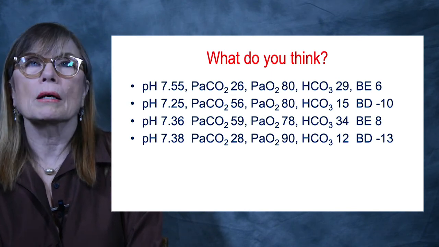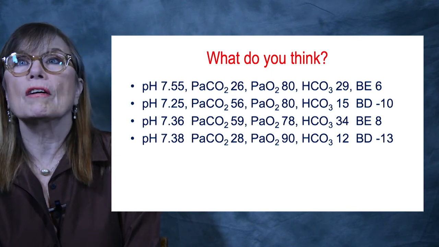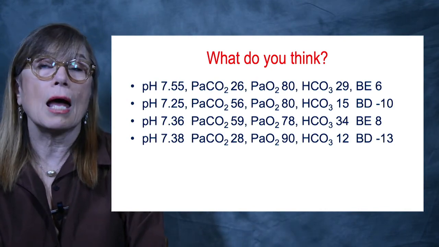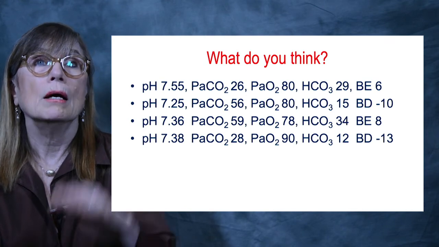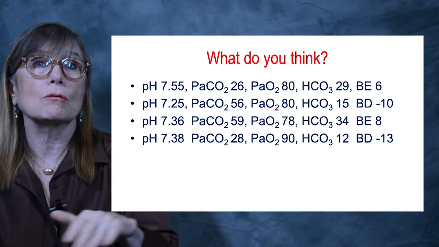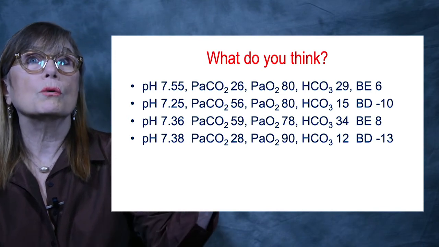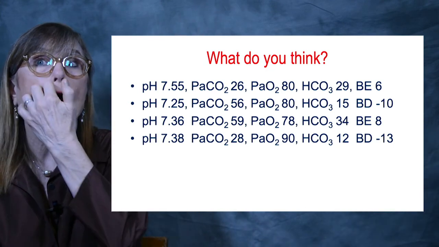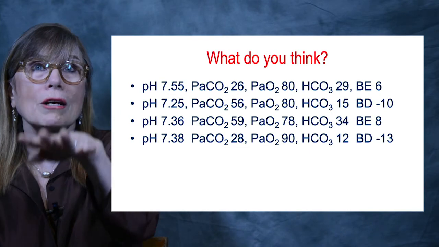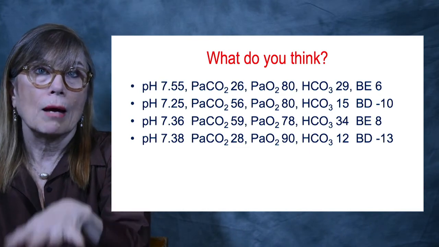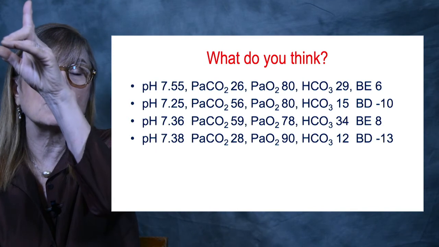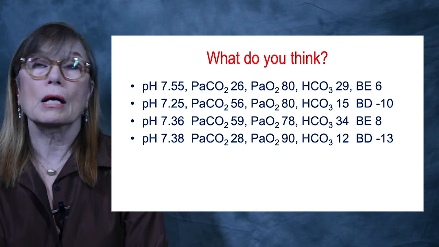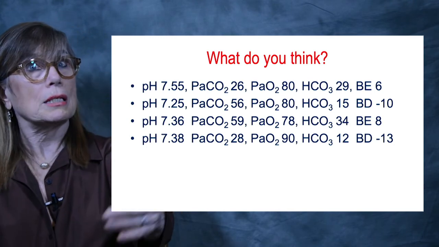Now let's go to the next one. pH 7.25, PaCO2 56, PO2 80, still good, not going to talk about that anymore. Bicarb 15 and base deficit negative 10. Okay, pH is not perfect, down and outside range, so it's acidotic. CO2 is not perfect, up and outside of range, so it's respiratory acidosis. And then we look at our bicarb and our base. Both of them are down and outside of range. Because they're both down and outside of range, metabolic acid is up, respiratory acid is up, pH is down. You have mixed respiratory and metabolic acidosis. See how easy that is?